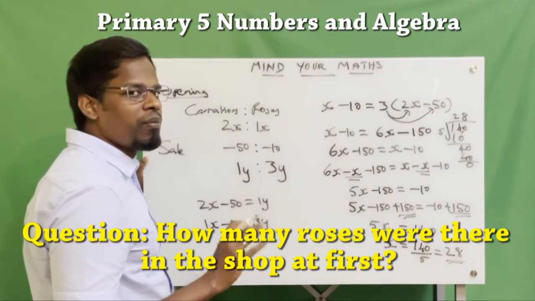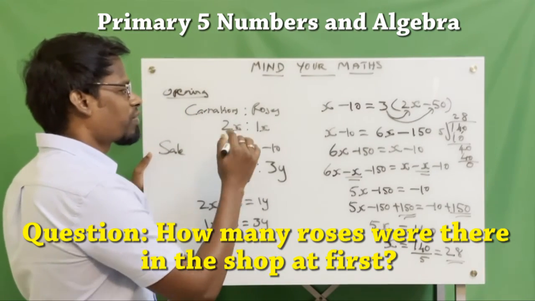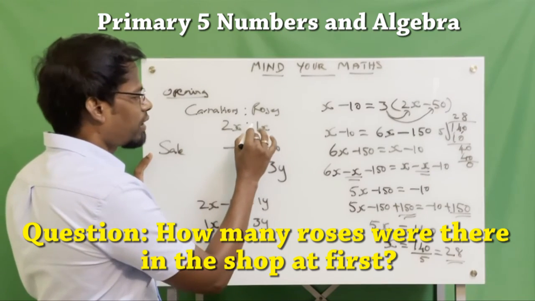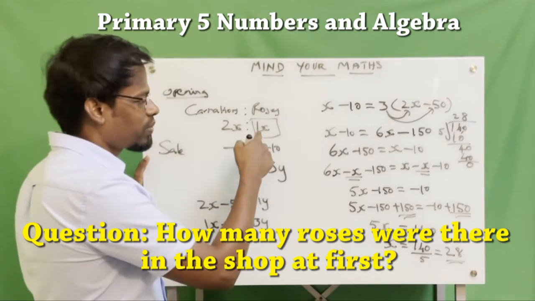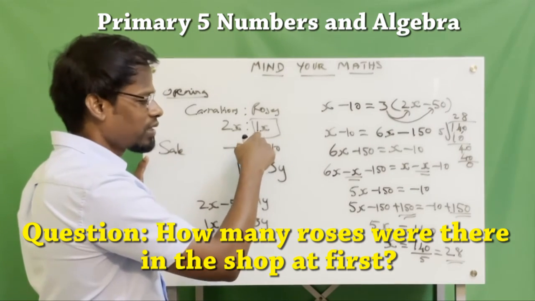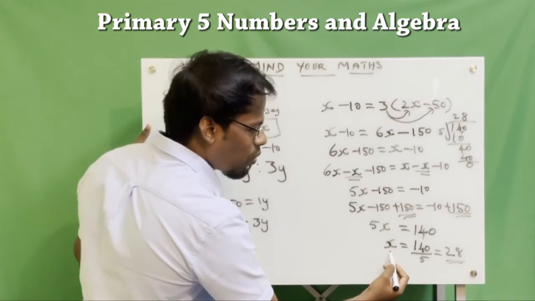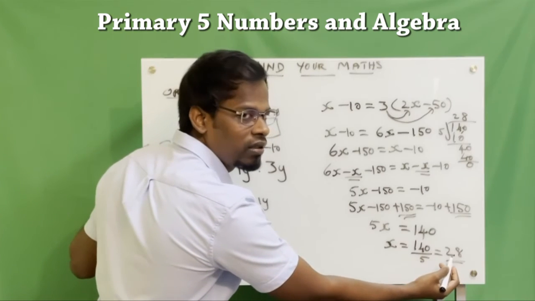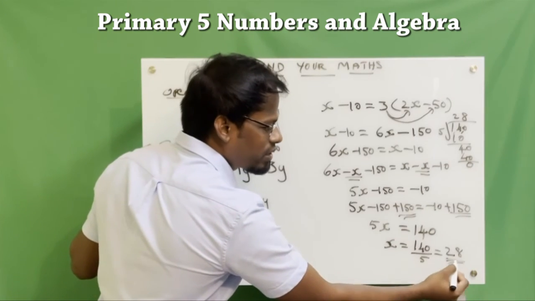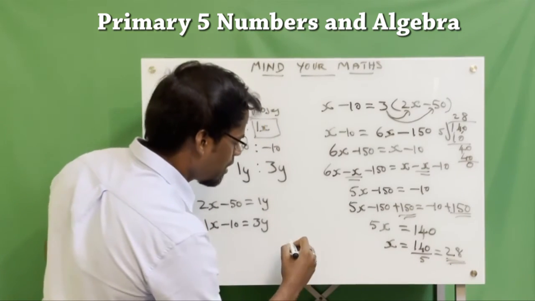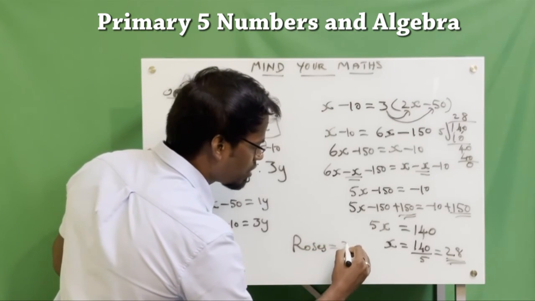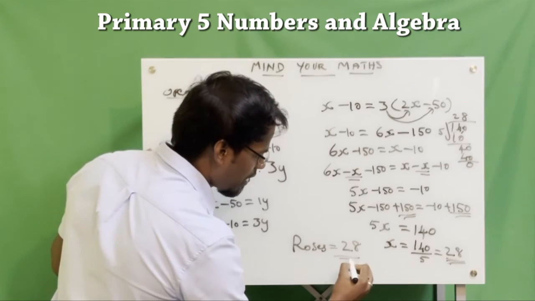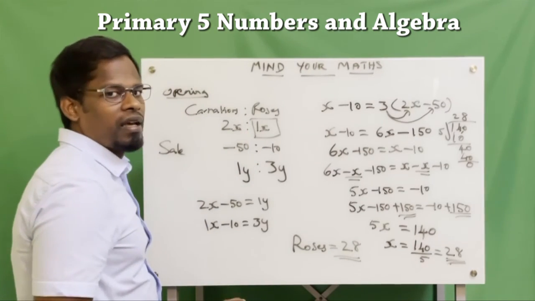So what we need to find is the initial number of roses. The initial number of roses before the sale was 1x, 1 time x, right? As per the problem, 1 time x. So what we have found is 1 time x is equal to 28. So that is the answer. We're done actually. So the roses were 28. Yeah, that is the answer.